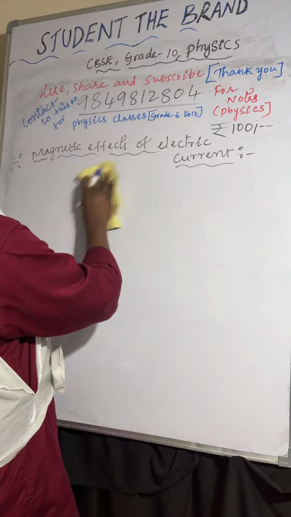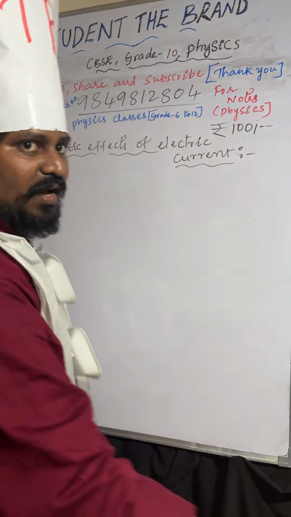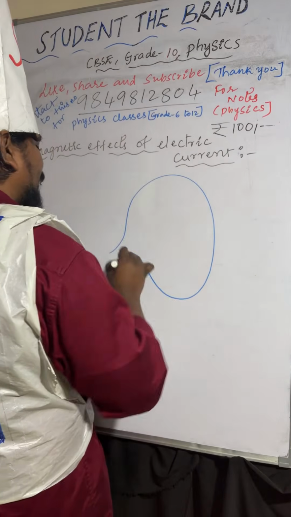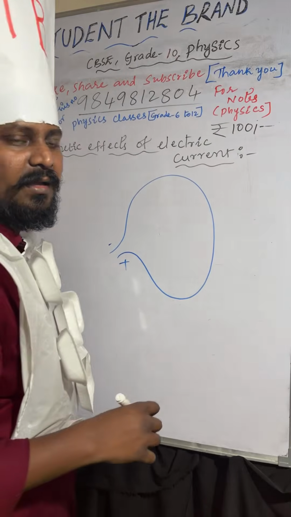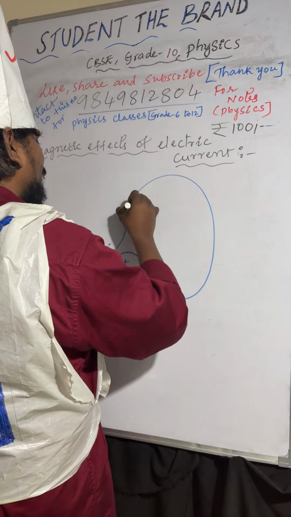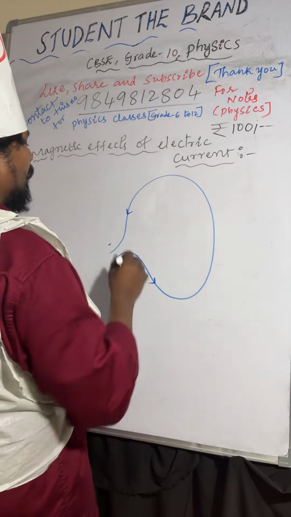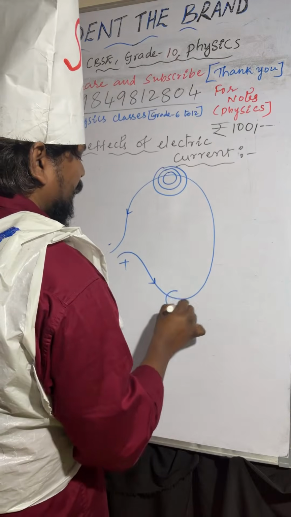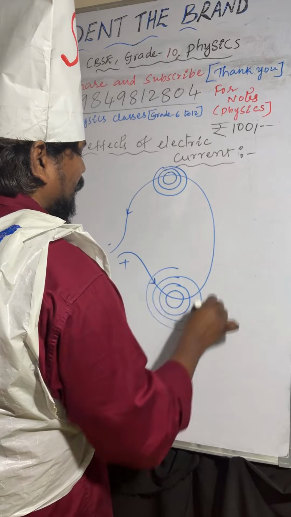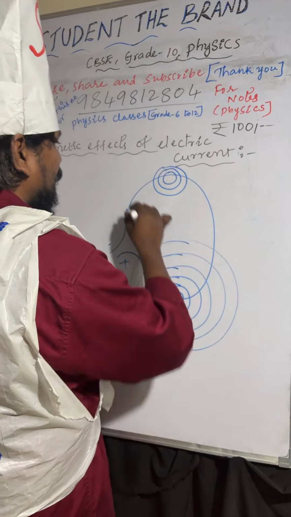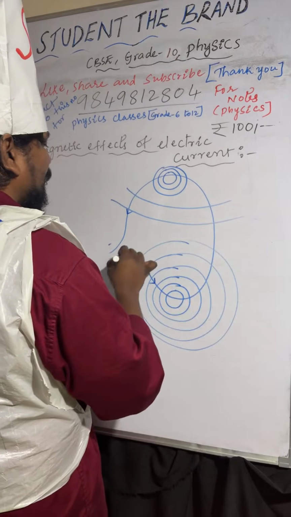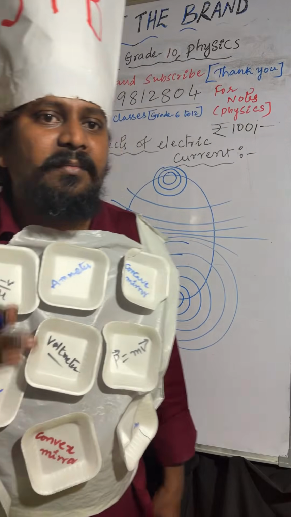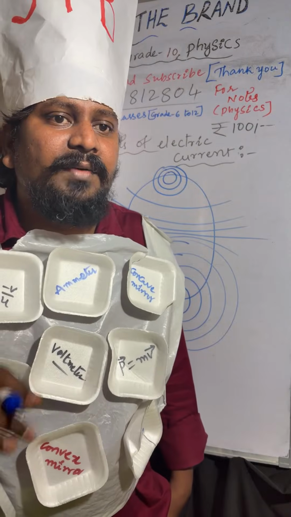Here I am taking a circular loop like this. The current is passing from the positive terminal to the negative terminal, like this. Here you can see these are closed loops. Where will the magnetic field be more? Can anyone tell me where the magnetic field will be more?